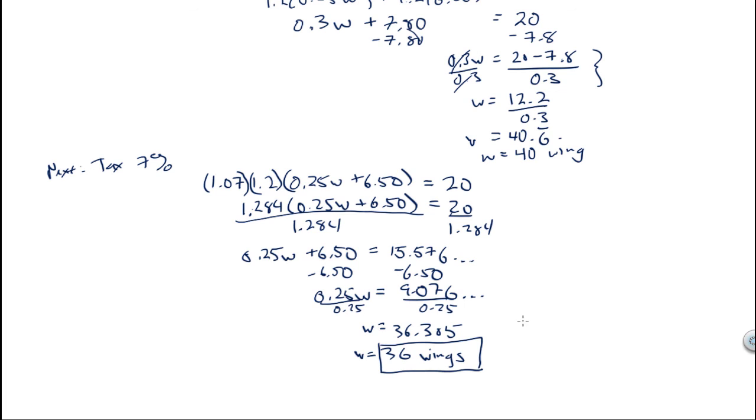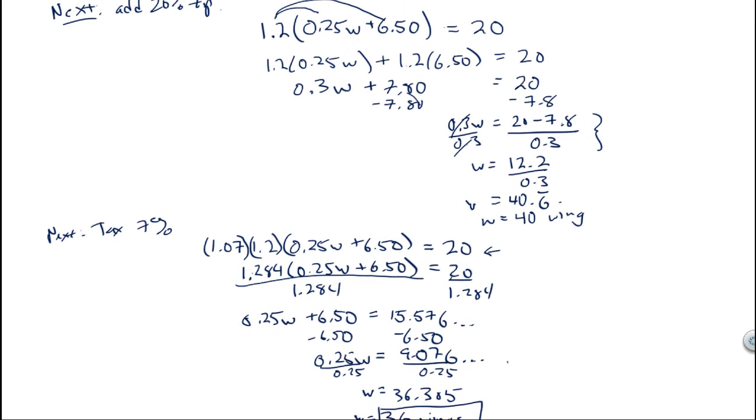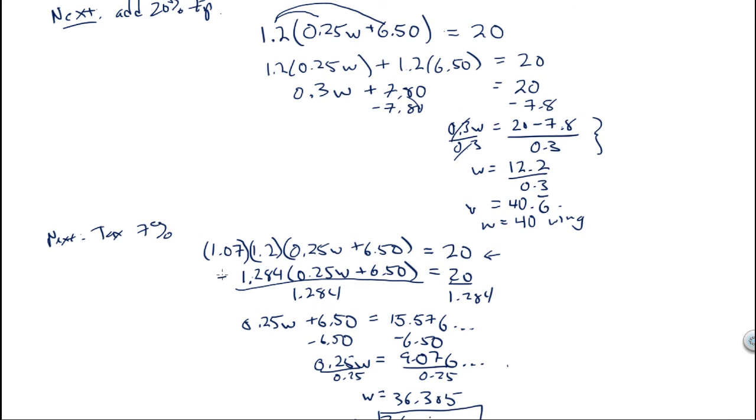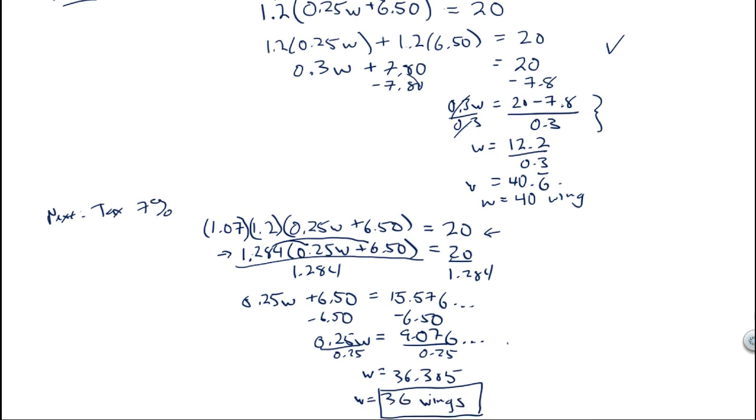Is 36 wings. Now, like I said, you would go straight to this equation if you were solving this yourself. So that's about it for this problem. Oh, by the way, you could have solved this problem using what we did up above. You could distribute that 1.284 through and get those two numbers, and then do the same thing that we did up here. So you pick whichever method you like and do that.